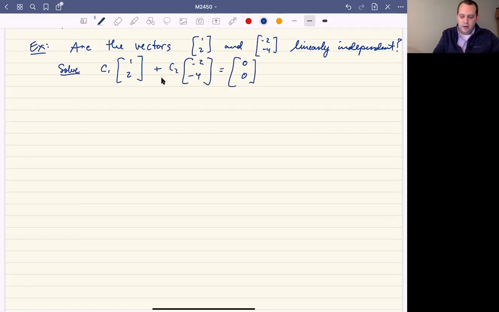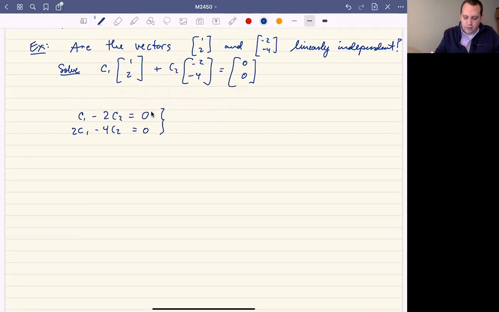If we move these constants inside, add up the two vectors, and set everything equal to the right-hand side, we end up with a system of two equations and two unknowns. It's almost like there's one and only one problem that we need to solve all semester. So we end up with C1 minus 2C2 is 0, and 2C1 minus 4C2 is 0. Now this is a system, and we can use all the methods that we've talked about so far and solve it.